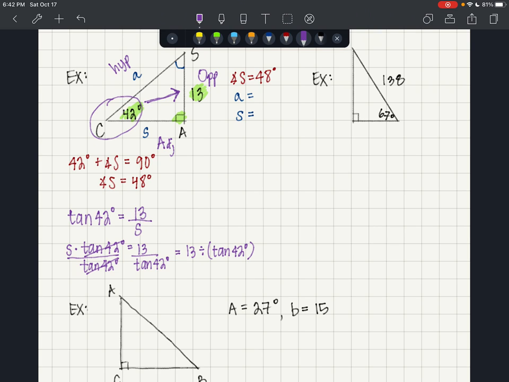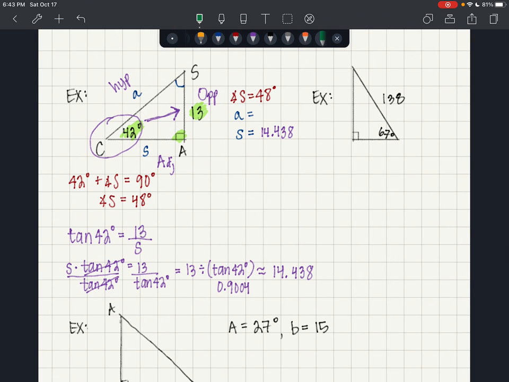And the tangent of 42 degrees, let's see, I'm going to hit tangent of 42 degrees, and I got 0.9004-ish. I'm going to take 13 divided by that value. And I get approximately 14.438 if I'm going out 3 decimal places. 14.438, and that's what S is equal to. So one leg is 13 and the other one is 14.438.